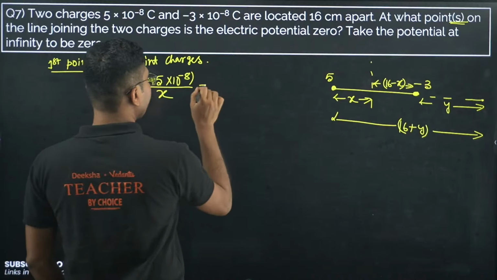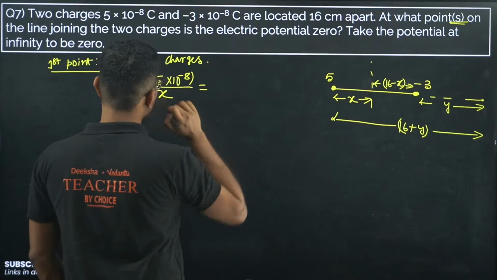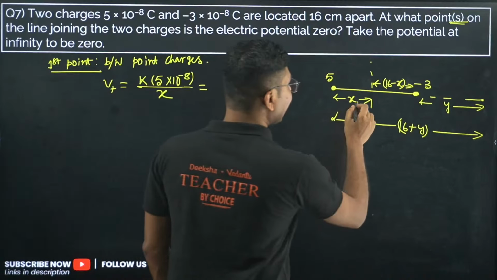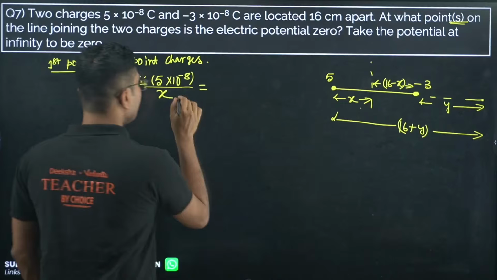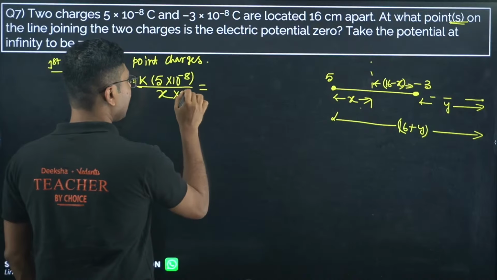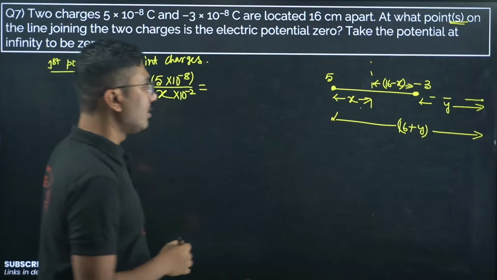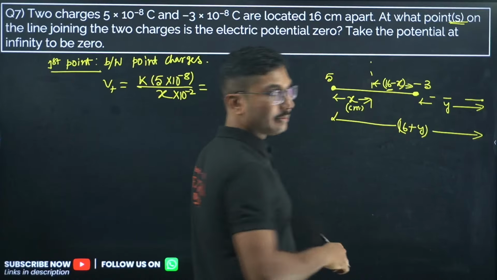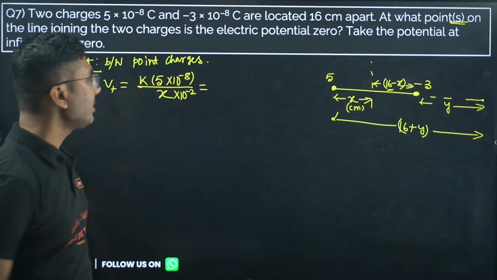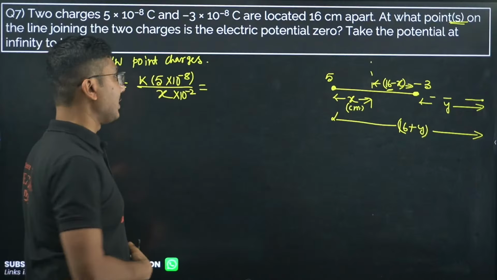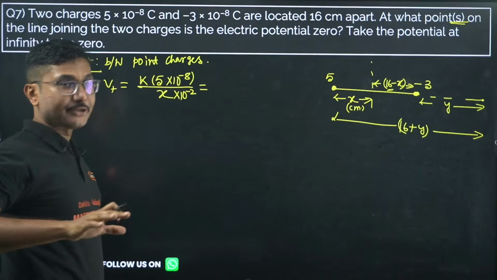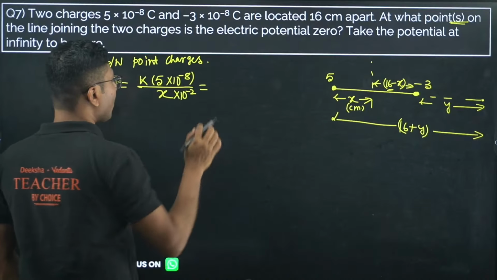Okay, now let's put that value. Now let's say this is in centimeter. So x centimeter means 10 to the power of minus 2 you have to add. This is in centimeter because 16 is also in centimeter, so distance x has to be in centimeter. So you have to convert this as well. This is a very tricky question. If you don't understand, please mention in the chat. I will explain twice if required.